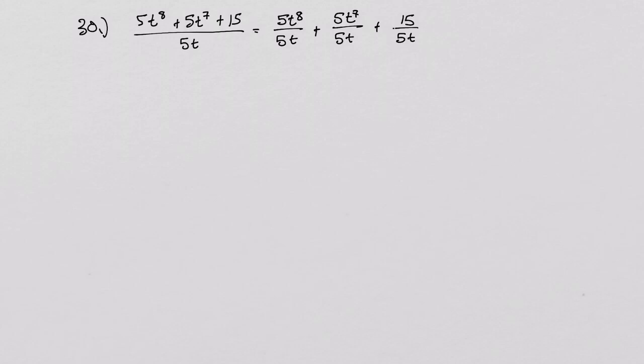So here, with this first term, the 5's cancel, and this t cancels just a little bit. It cancels one of the t's. Similarly, the 5's cancel in the second term, and the t cancels just a little bit, and we're left with the 6th power because it cancels out one of the t's. And then on the 15 over 5t, the 5 cancels into the 15 just a little bit, and there's no t that can be canceled, so we end up with t to the 7th plus t to the 6th plus 3 over t.